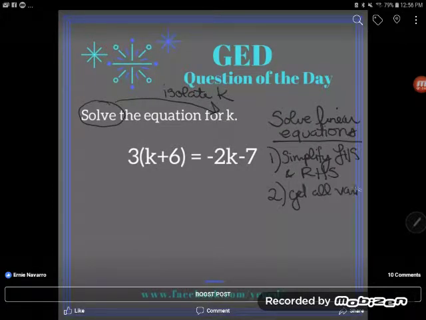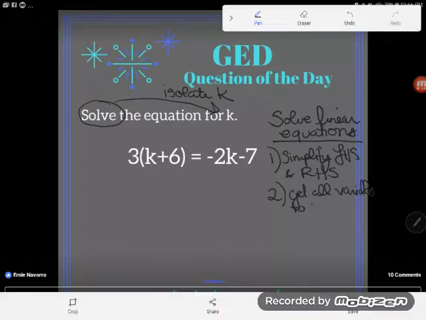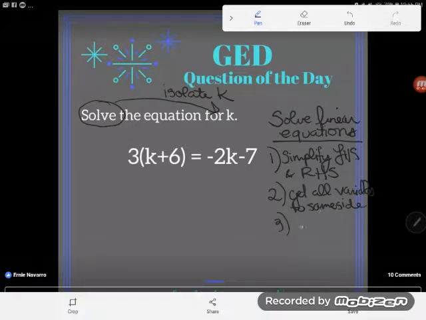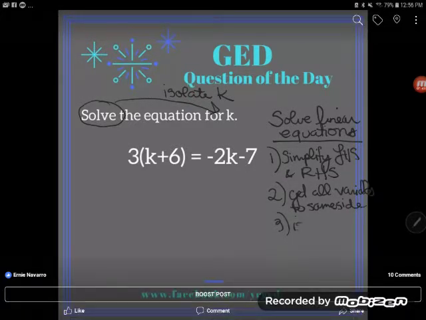Now, these three steps I'm giving you will work with any linear equation. You won't always need all three. These are the big three principles. Sometimes they don't all apply. Sometimes there's only one or two things to do. And then finally, we'll do that work to get the letter alone. We'll isolate the variable, get the letter alone.